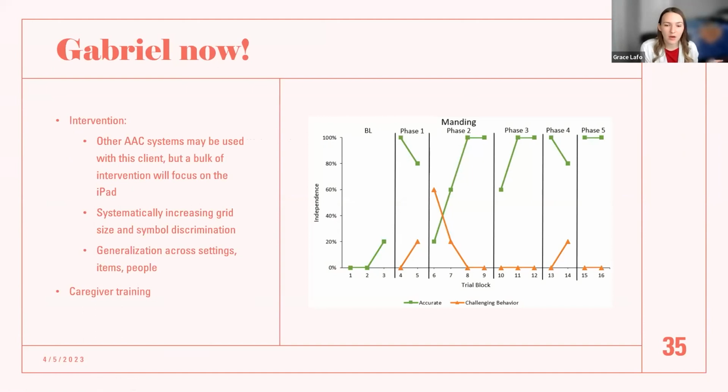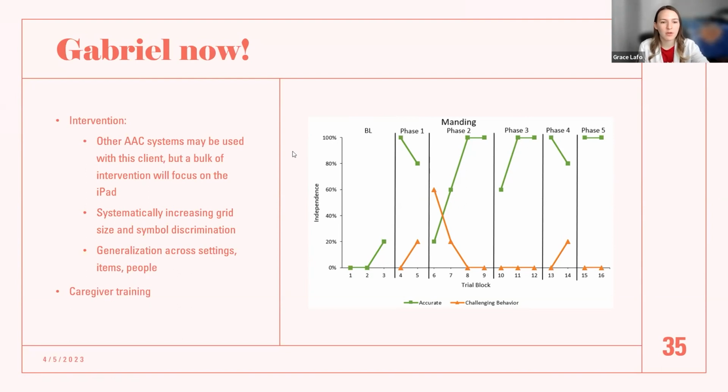So where's Gabriel now? Now that we're done with the assessment, we are focusing on our intervention. While other AAC systems might be used in the future, a bulk of his intervention is currently focused on the iPad just to catch him up a little bit in his expressive language. And he's doing very well with that. He just finished a program to systematically increase his grid size and symbol discrimination. I have that data here on the graph.